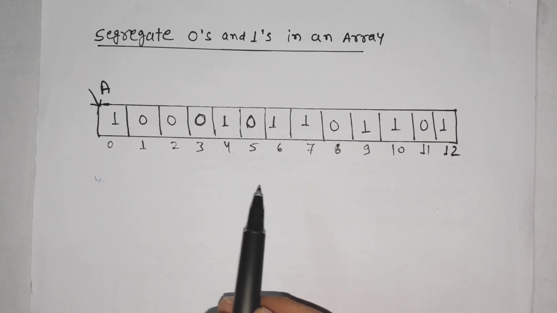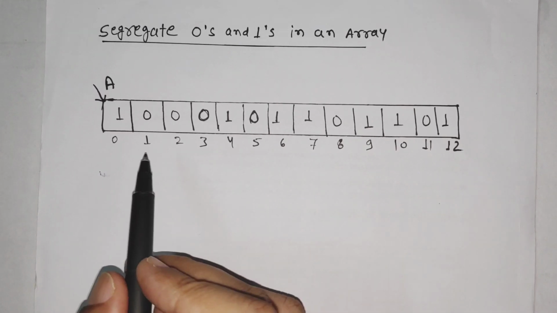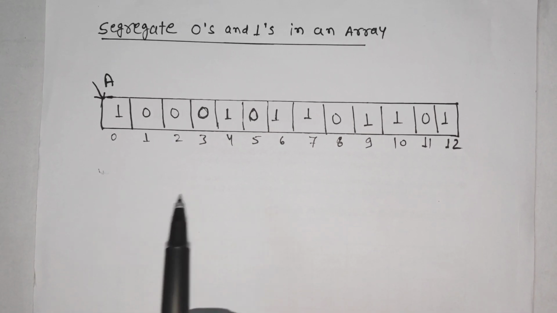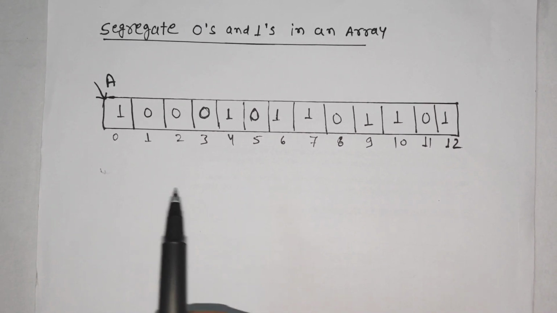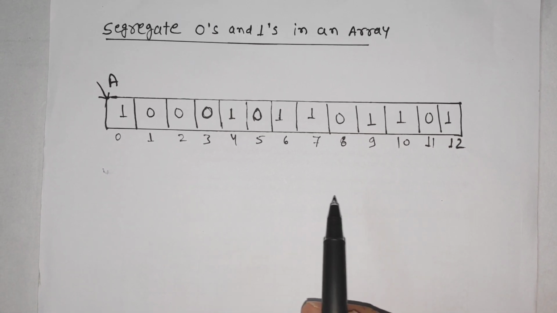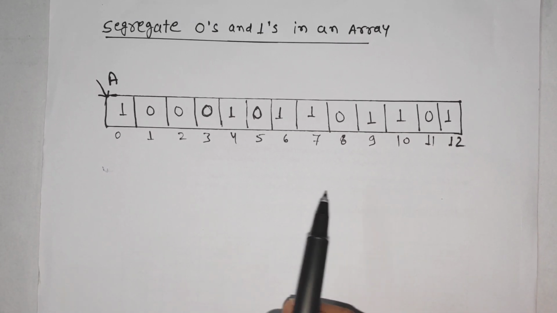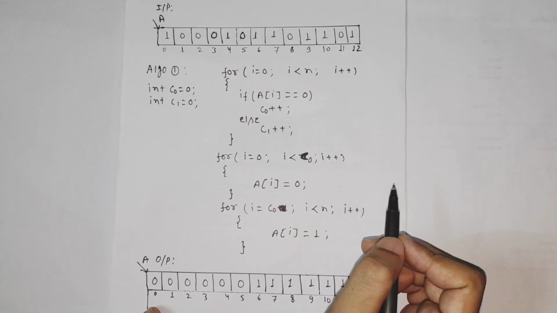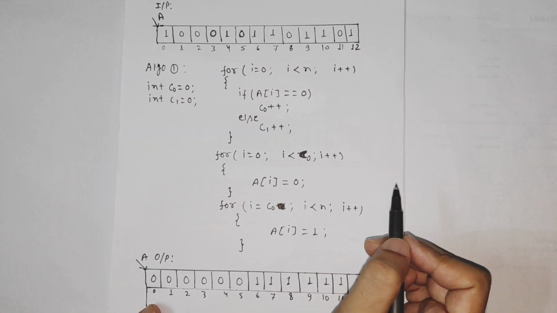The first and very simple approach is, first we count all the zeros and all the ones. After that, in the second loop, we fill all the zeros and all the ones based on the counting. So now let's see how we can write a program for this. Now let's see the program.